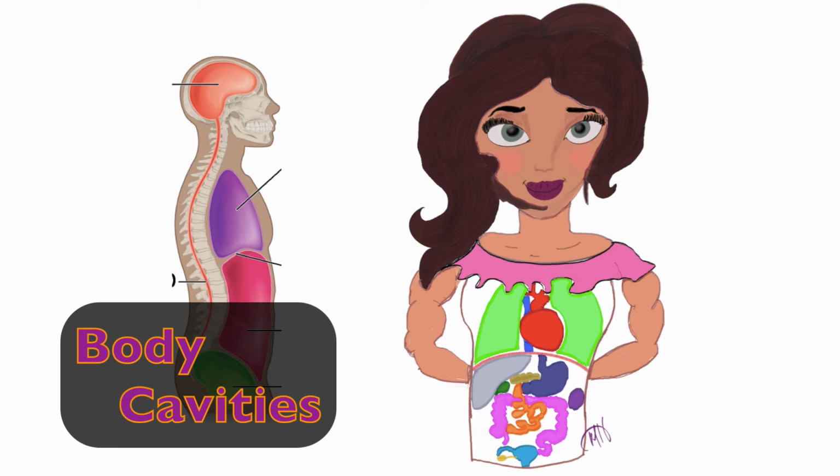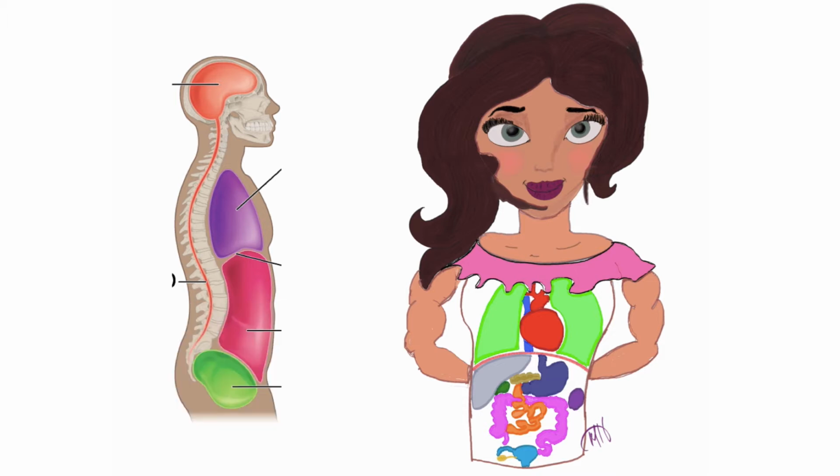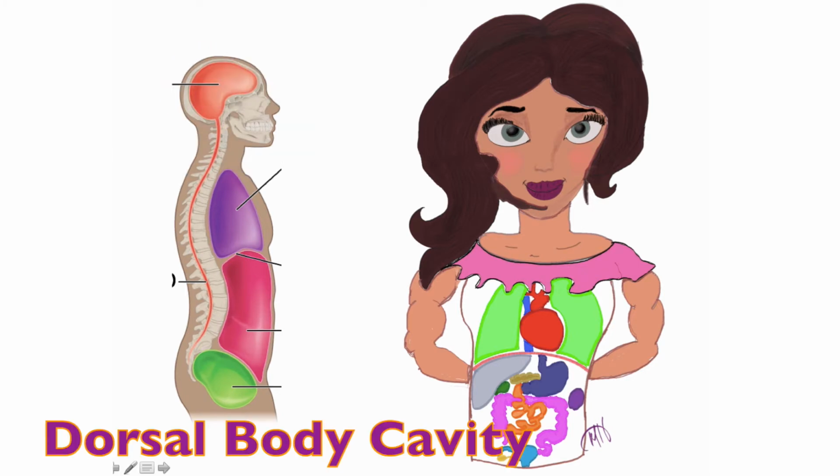We can arrange all organs, vessels, and structures in the body within specific regions known as body cavities. So let's start with the image on the left here. This is showing the dorsal body cavity and the ventral body cavity.